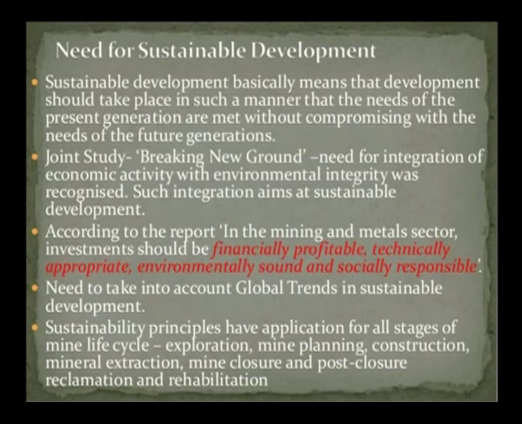Sustainability principles have application for all stages of the mine cycle: exploration, mine planning, construction, mineral extraction, mine closure, post closure, reclamation and rehabilitation. So, sustainability has to go through every phase of mining, from choosing the site for mining to the very end of rehabilitation.